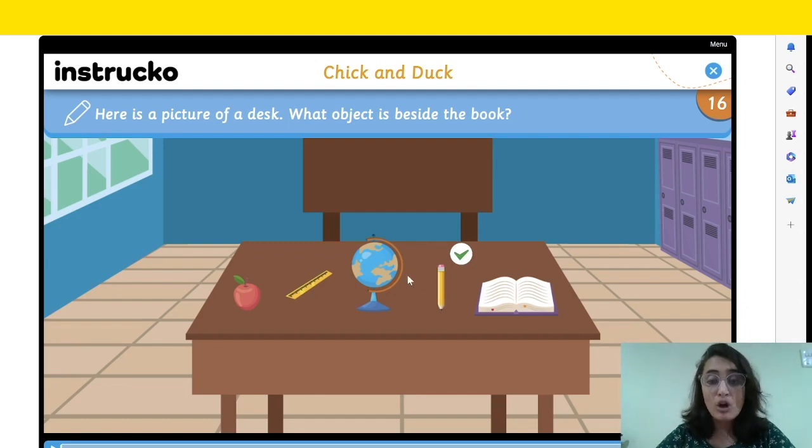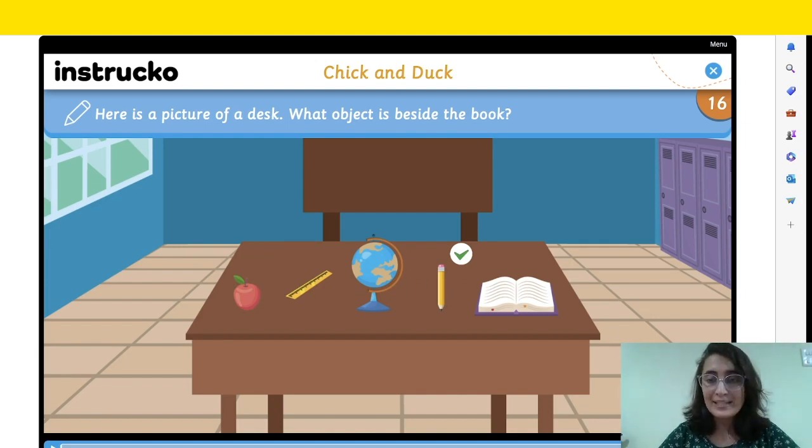Now let's talk about the globe. Now tell me, what is beside the globe? There are 2 things beside the globe. Correct. There is a pencil on the right side of the globe and then there is a ruler on the left side of the globe. So there are 2 things beside the globe. Why can we say that? Because see, there is nothing between the globe and the pencil, right? So the pencil is beside the globe, and also see, there is nothing between the ruler and the globe, so the ruler is also beside the globe.